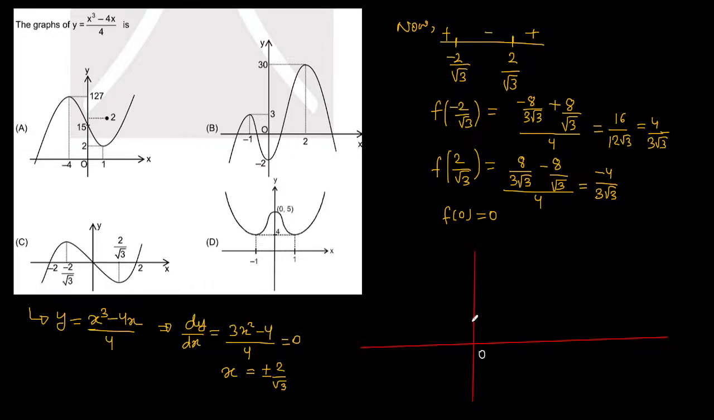So f(0) is 0. So this curve is most probable. One is minus 2 by root 3, one is plus 2 by root 3. If you consider this is negative, minus 4 by 3 root 3, and if you consider this is positive, 4 by 3 root 3. If you see by roots, you can say that plus minus 2 is the root. Roots are plus minus 2.